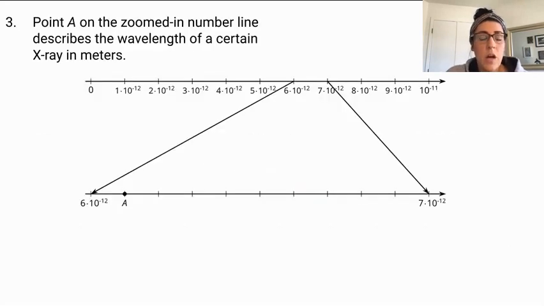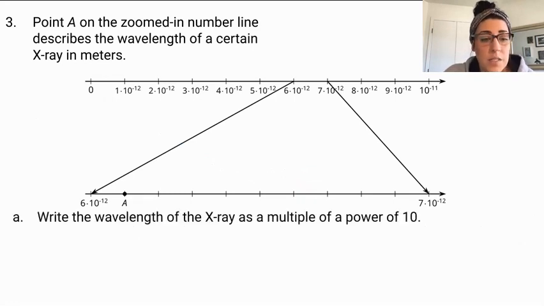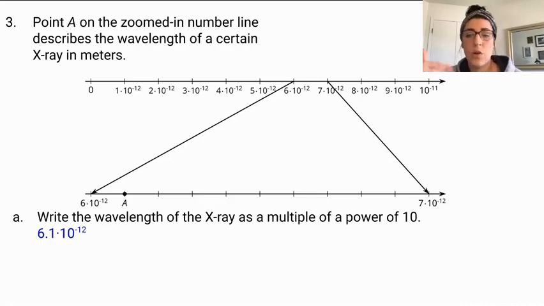In the last question, they give us point A on the zoomed in number line. It describes the wavelength of a certain X-ray in meters. So you could see that we're zoomed in between 7 times 10 to the negative 12th and 7 times 10 to the negative 12. The first part says to write the wavelength of the X-ray as a multiple of a power of 10. So we're looking at where point A is. And point A would be 6.1 times 10 to the negative 12, because as you zoom in on that part, you're breaking that apart into 10 more parts again. So we would have 6.1, 6.2, 6.3, etc., all the way up to 7 times 10 to the negative 12th. And so that's what that point A would be represented as.